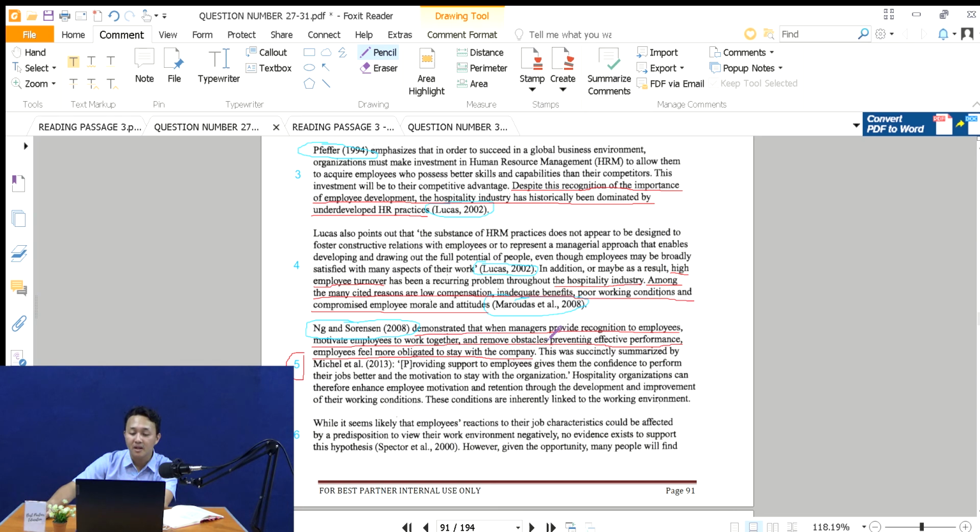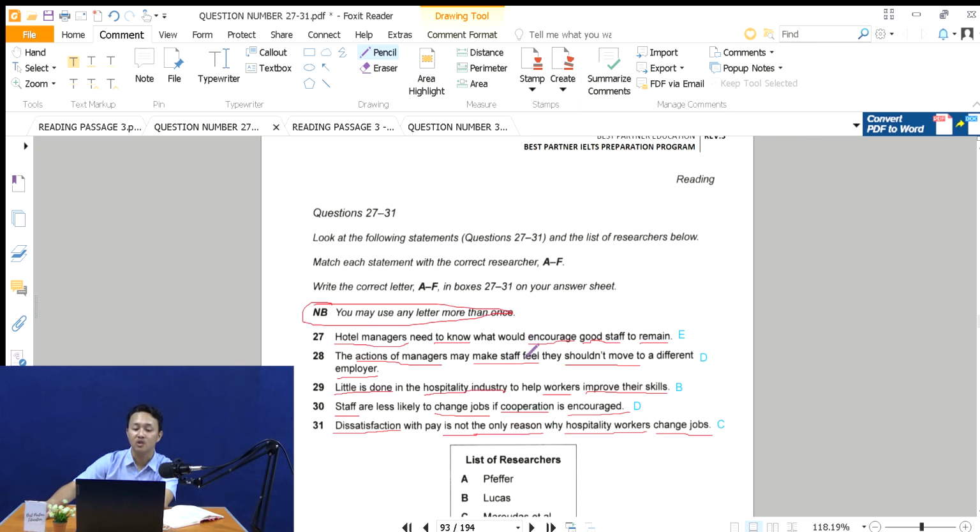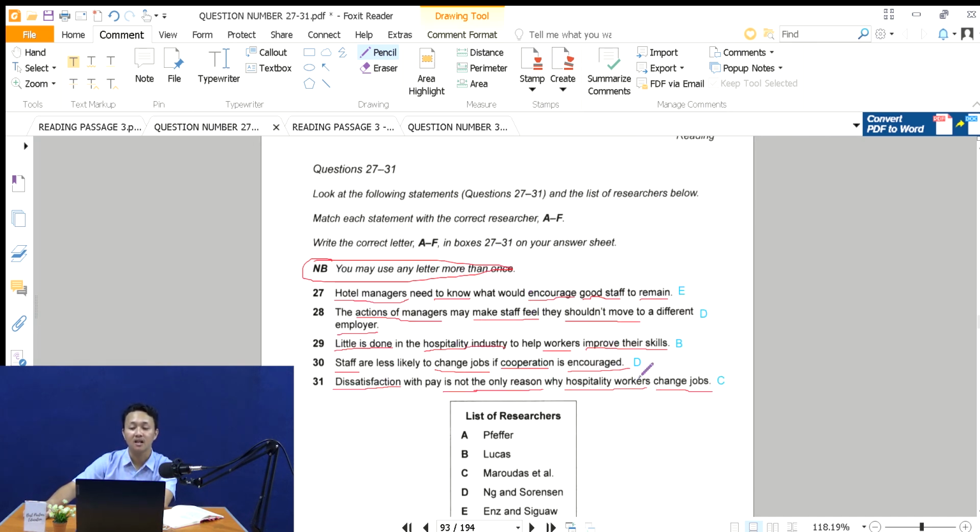There are many things mentioned in here, but our focus should be on cooperation being encouraged, right? And you will find it in here: motivate employees to work together. So it means that the cooperation is encouraged by the managers, and then that will make the employees feel more obligated to stay with the company. So the answer to number 30 is D.